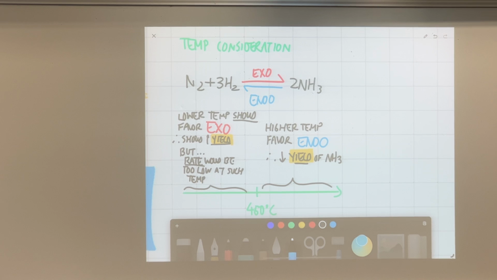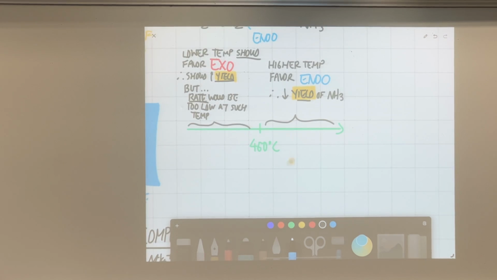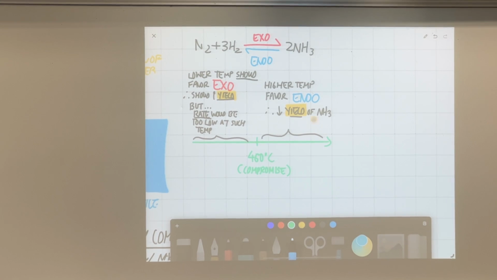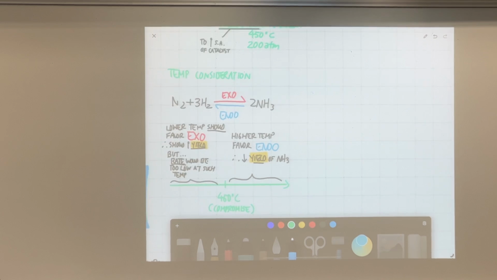So therefore this is not preferred, okay? And as such, we use 450 degrees, and that's what we call a compromise. A compromise means we have considered the pros and cons of using a higher and lower temperature, and we settle with 450. This is what we finally settle with, 450 degrees. We call it a compromise, okay? So everybody should know what the word compromise is. And so that's the temperature consideration.